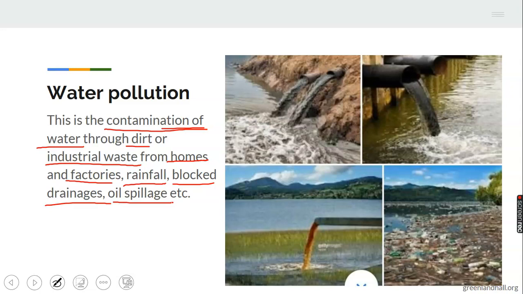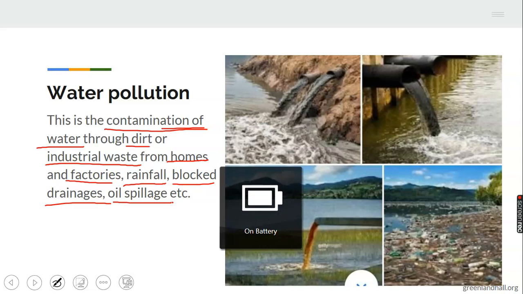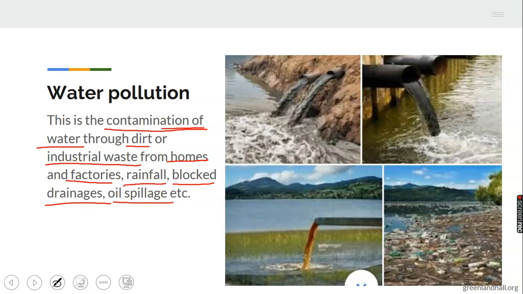Then we have blocked drainages, that is drainages that are blocked. Drainages I also call gutters. When the water is no longer flowing, you know what will happen? Then all the dirt stays there, the water is polluted, then later some insects like mosquitoes come there and breed there, and then what happens? They can cause sickness to people.